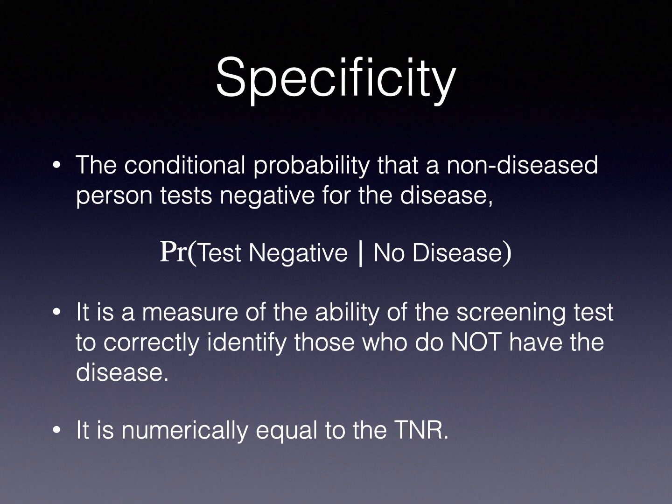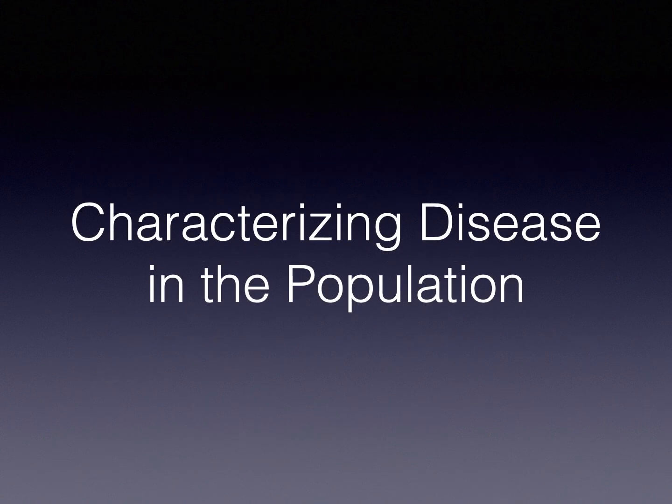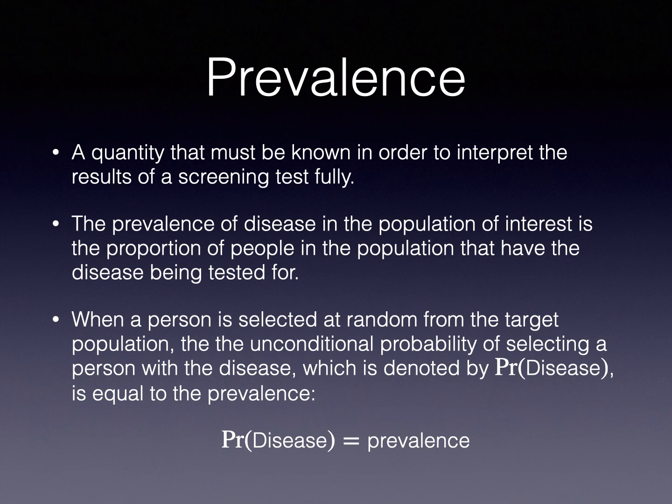So those are the 2 aspects associated with the accuracy of a screening test. Next, let's look at characterizing disease in the population. That is given by the prevalence.